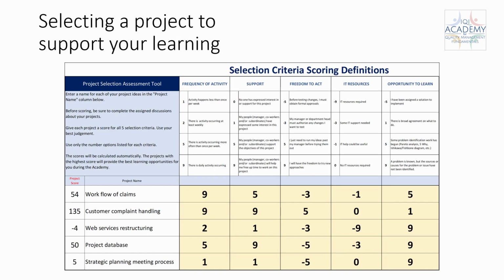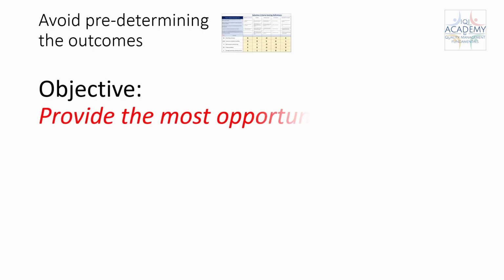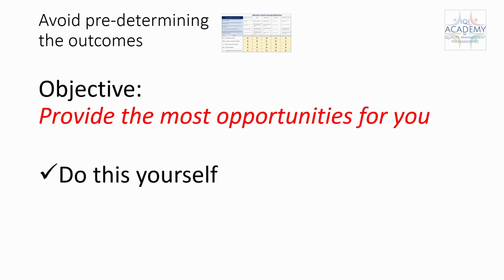Your completed worksheet will look like this. I will show you how to use each part of the worksheet to come up with your project scores. The objective of this activity is to select a project that will provide the most learning opportunities for you to apply Academy concepts to learn and to improve your organization.